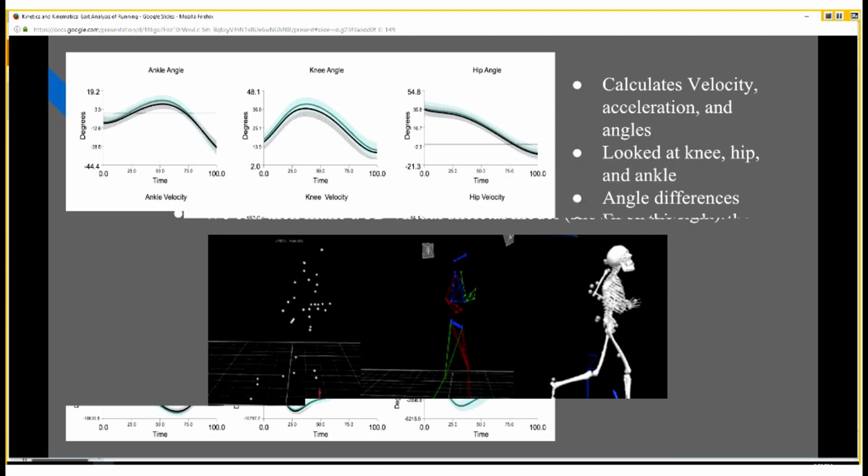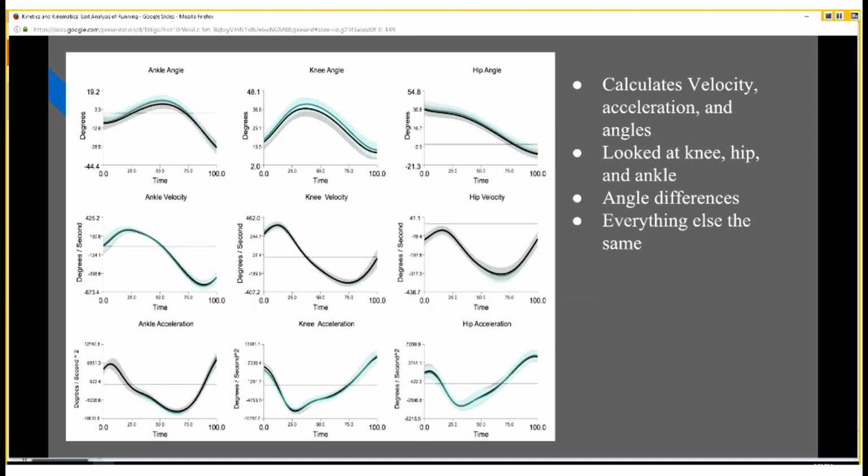All right, so this is one of the graphs we got. We were calculating the angle, the velocity, and the acceleration for the left and right leg, and we wanted to look at the knee, the hip, and the ankle. The only difference that we really got was in the ankle and the knee, and this just showed that their left and right leg were asymmetrical. That means that they weren't the same, they were a little bit different.